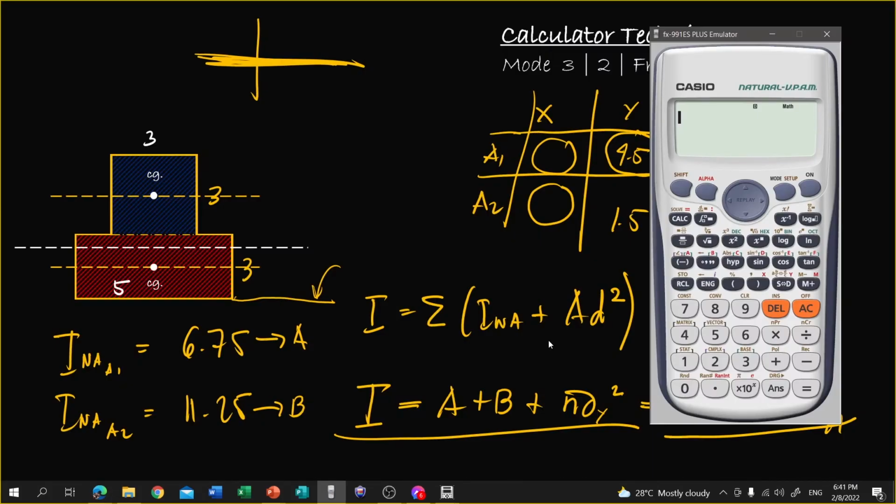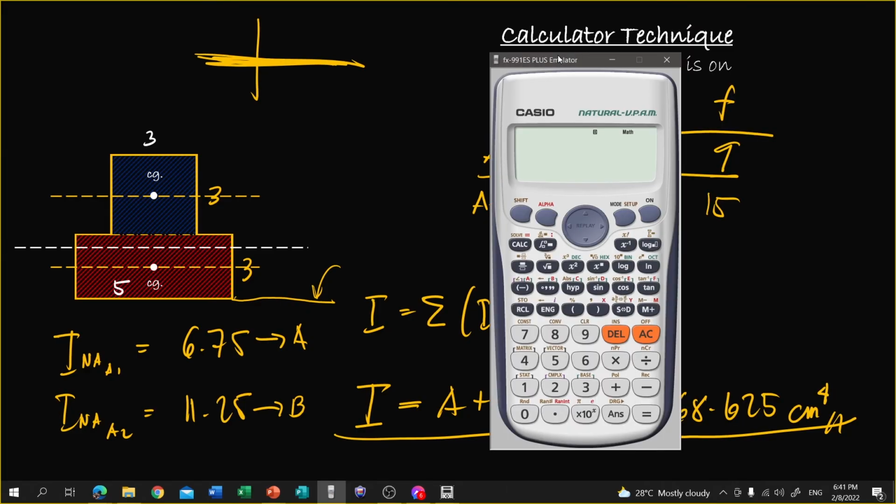Input lang natin ha. 6.75, 6.75. Store ko hiya ha A. Tas 11.25. Of course, dapat compute ni mo yun hiya, di da ha calculator. Store ko hiya ha B. And tas mode 3, 2. It 2 kay A plus BX.